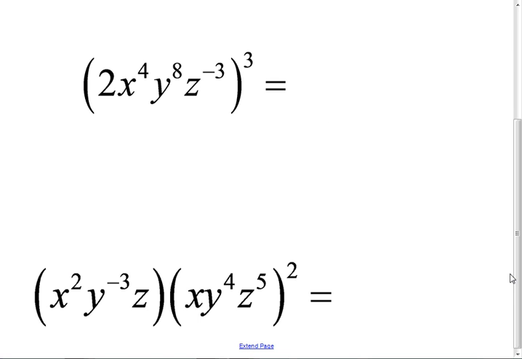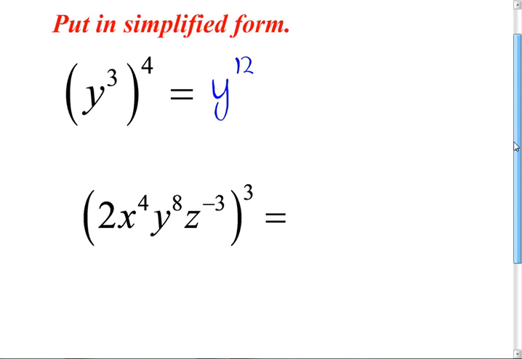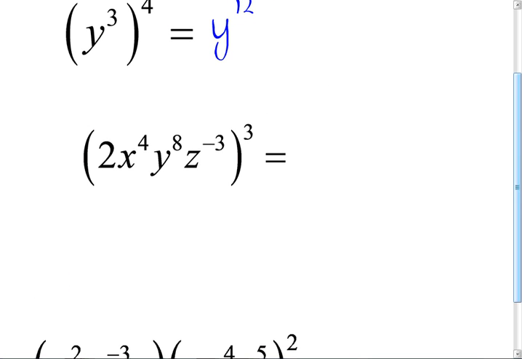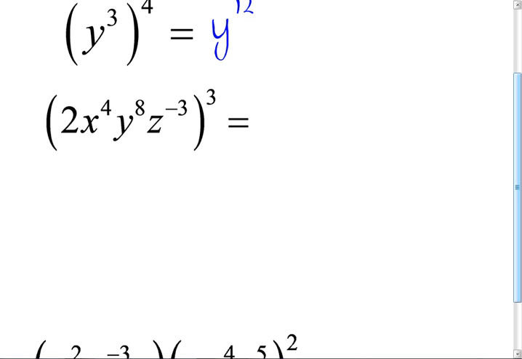What'd you get for the first problem? Y to the 12. This one's not bad, but don't forget the 2. And what I tell students is put a 1 in there. And the 2 is a little taller than the letters, so you think it's different, but it's not different. Okay? You're going to distribute. This is distributive property of exponents over multiplication. Can't do it over addition. If there's plus signs in there, can't do it. But they're not. They're multiplying.